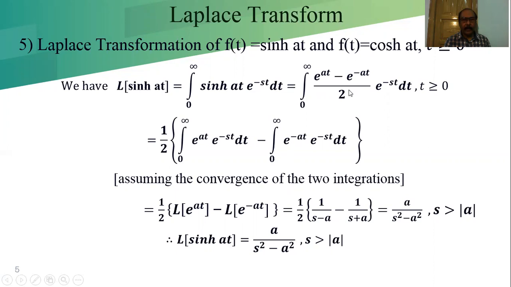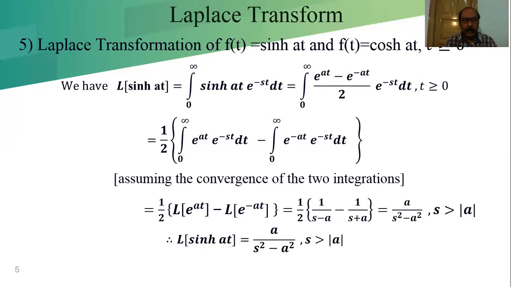We can break this integration into two parts. Half we can take outside of the integration, so the integral from 0 to infinity of e to the power at times e to the power minus st dt, minus the integral from 0 to infinity of e to the power minus at times e to the power minus st dt. This is the Laplace transformation. Now we are considering the convergence of the Laplace transformation.